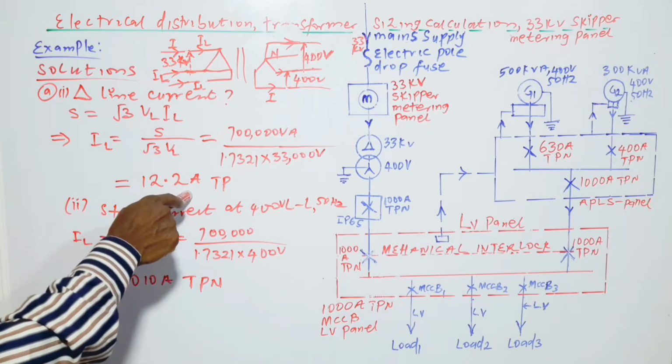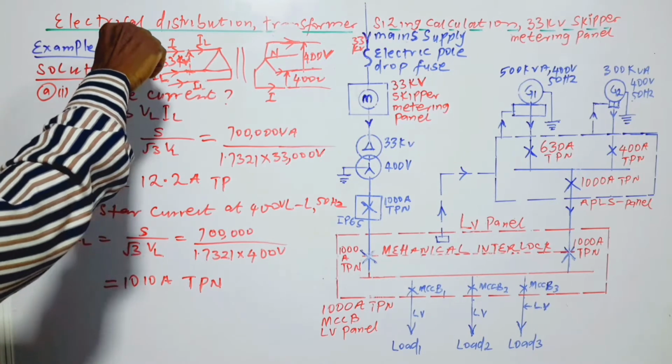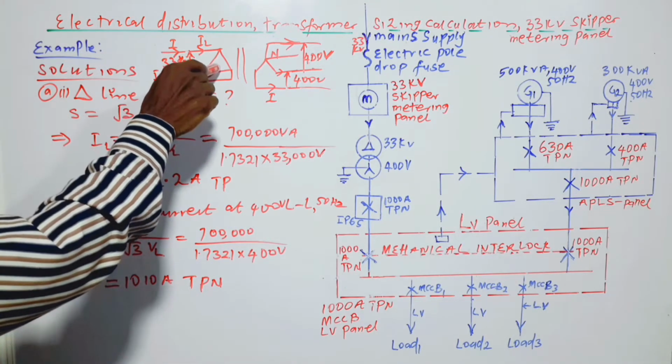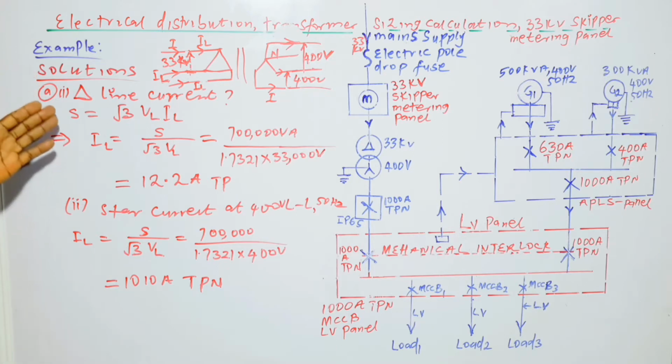12.2 ampere triple phase, because we have 3 phases here, 1, 2, 3, and 3 lines as well of equal magnitude of current. So that is the solution to the first part of A.